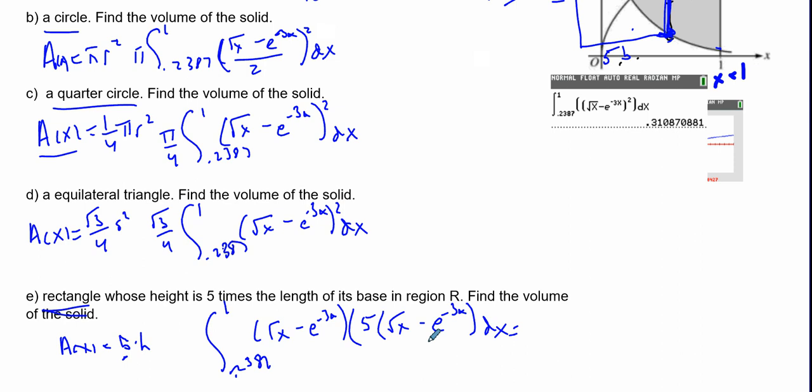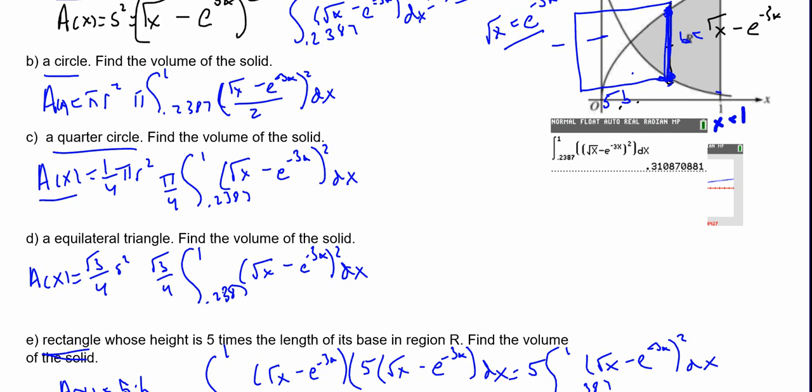If you wanted to simplify this, the 5 is a constant, so 5 can be taken out. We can go from 0.2387 to 1, and now we see both those values are squared. So we have the square root of x minus e to the negative 3x, squared, dx. Doing a little of our math, we can solve that.